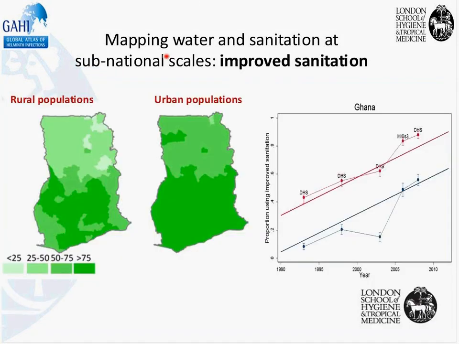This is even more striking for improved sanitation. So if you look here, this is the proportion of rural households that are accessing improved sanitation. And you can see as we move north, it's getting much lower. So in the north of Ghana, fewer than 50%, and here even fewer than 25% of the population have access to improved sanitation.